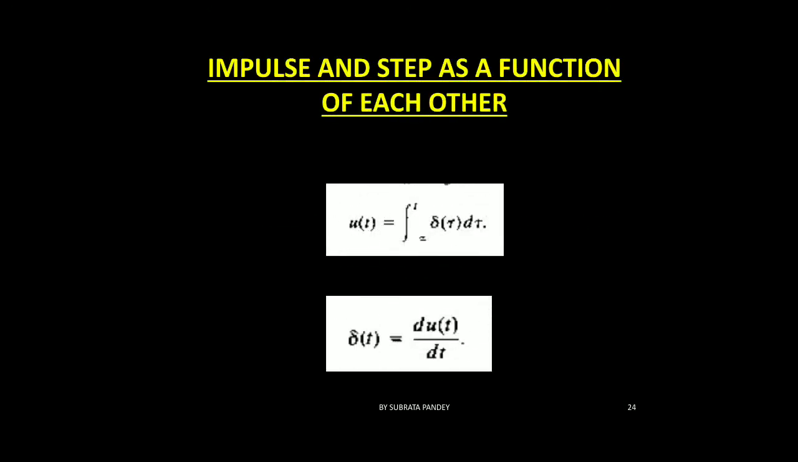So let's go back to the continuous time domain. In continuous time domain, impulse and step can be expressed as a function of each other. It can also be expressed in discrete time domain, but for now let's talk about continuous time domain. So any unit step response can be expressed as an integration, because in discrete time we say summation, and in continuous time we say integration. The unit step can be expressed as an integration of unit impulse responses, and the unit impulse can be expressed as a derivative of the unit step response.